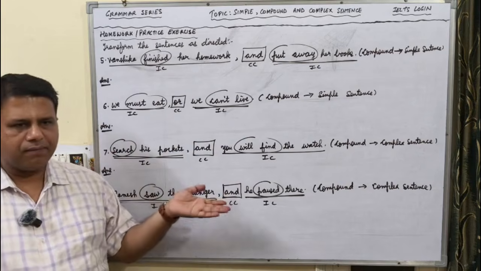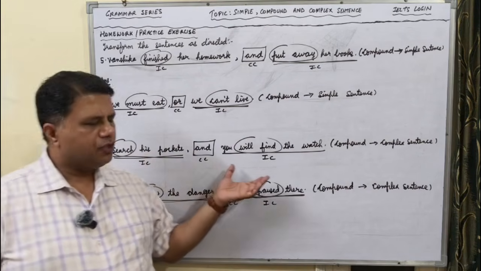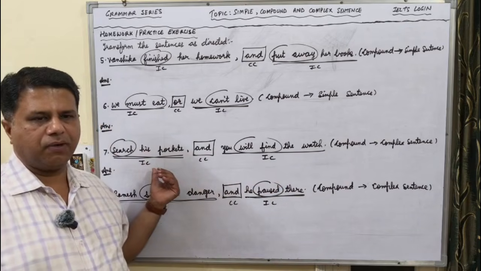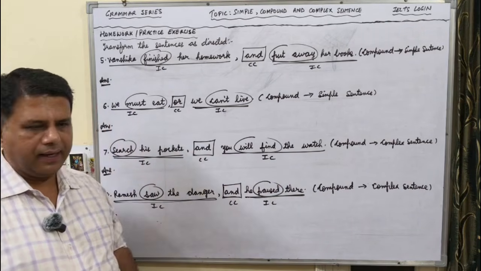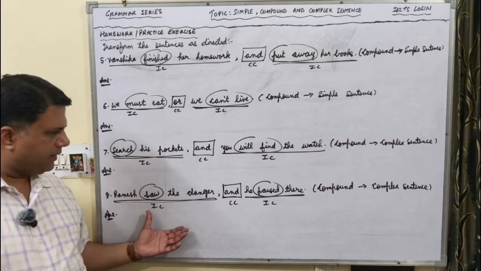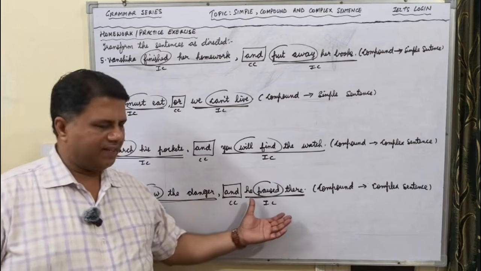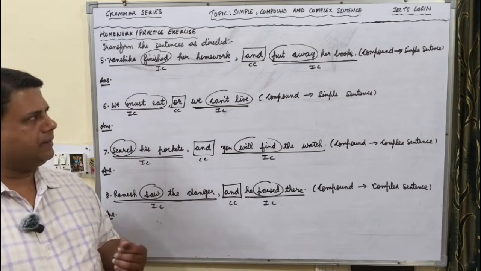Now 2 sentences from compound to complex sentence. Search his pockets and you will find the watch. Search his pockets, independent clause. You will find the watch, independent clause, and is coordinating conjunction. Ramesh saw the danger, independent clause, and he paused there, independent clause, joined together with the help of coordinating conjunction.